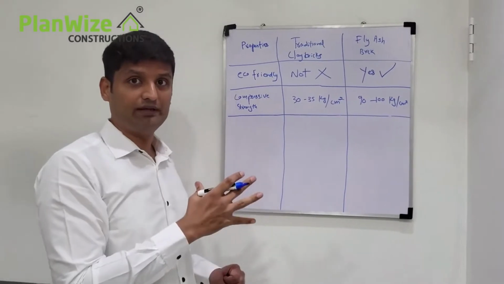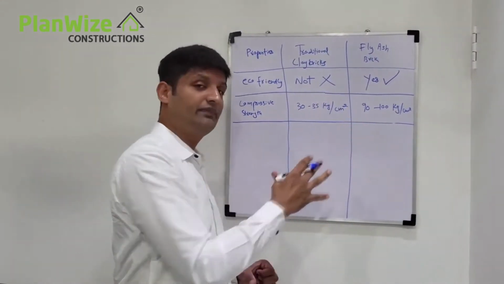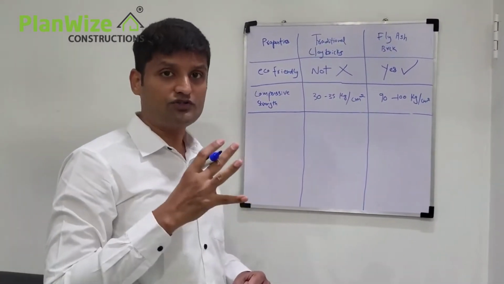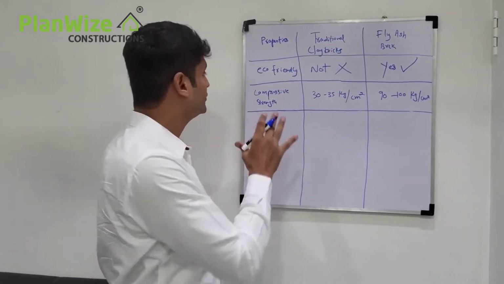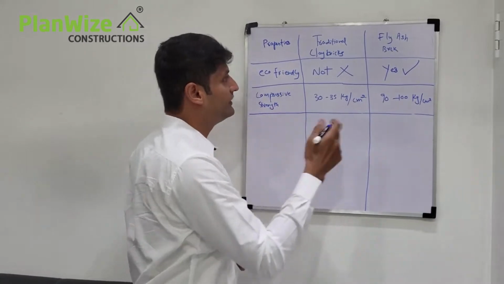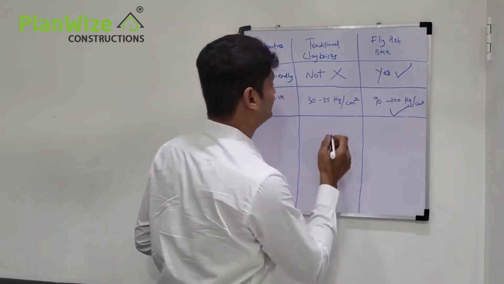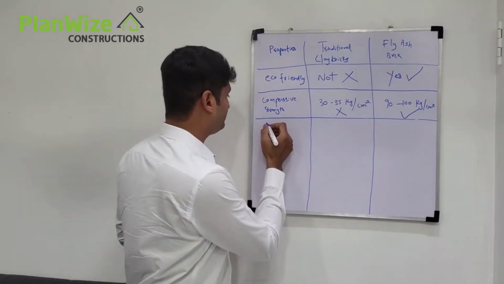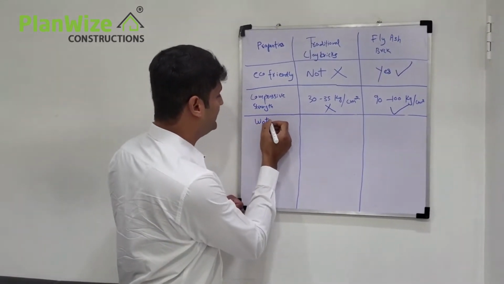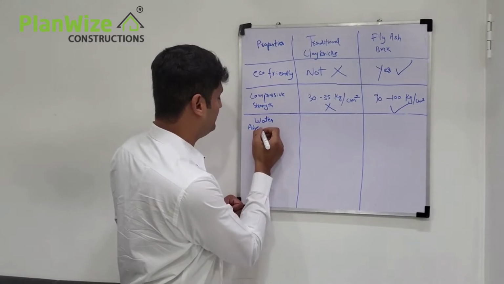Now what does this mean? This means that fly ash brick is 3 times stronger than the traditional clay brick. So when we take compressive strength, fly ash again has an advantage. Now let me go on to water absorption. So the next point will be water absorption.